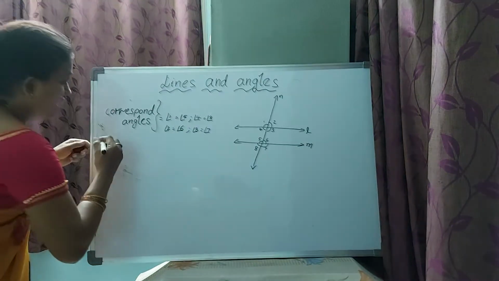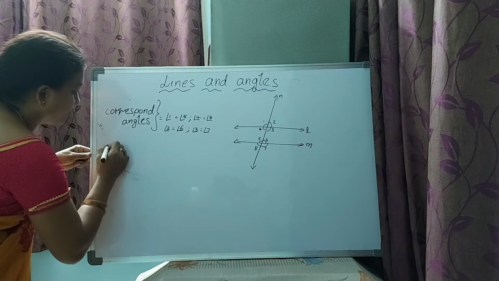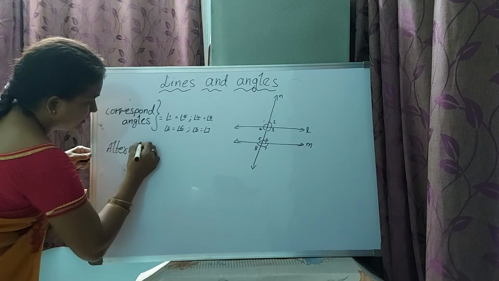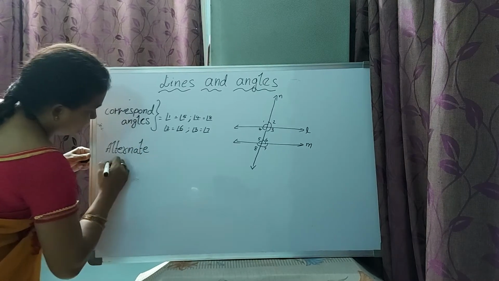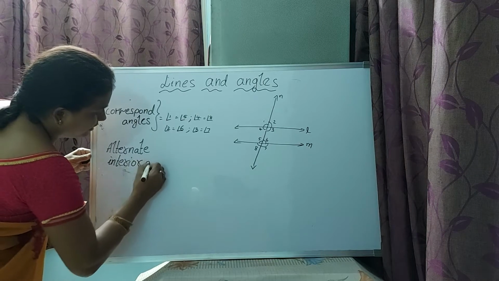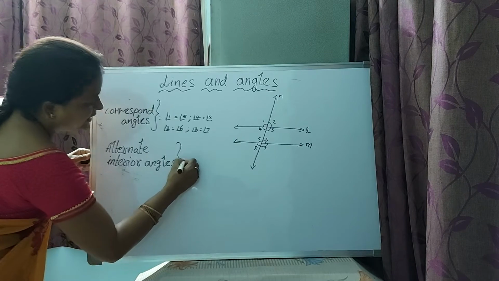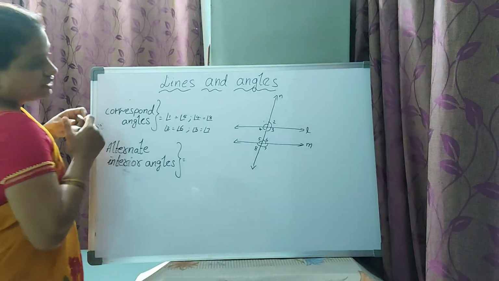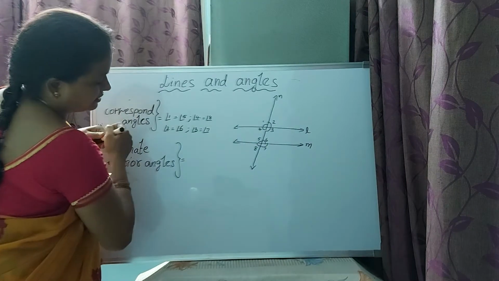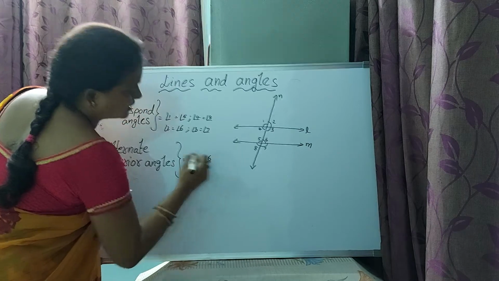What about the alternate interior angles? Alternate interior angles are also equal. What are the alternate interior angles? Angle 4 and angle 6. Angle 4 is equal to angle 6.